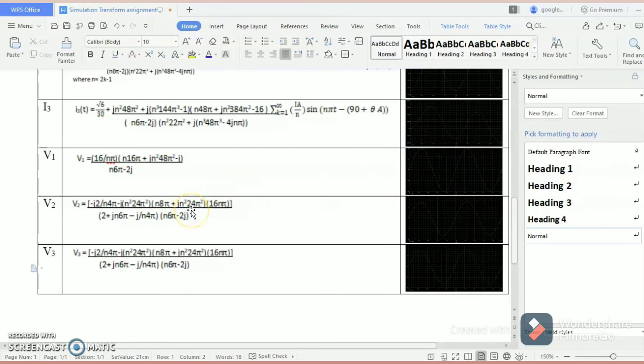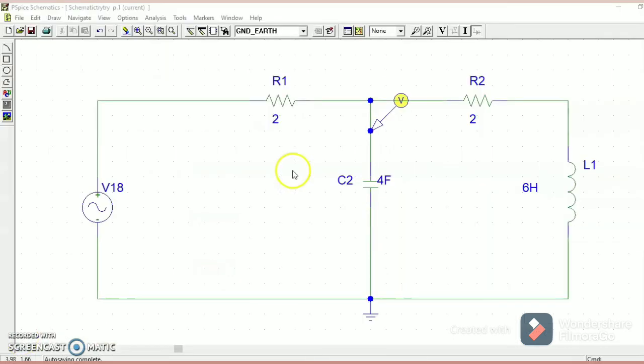For V2, we obtain the manual calculation and the simulation like this. For V3, the manual calculation is like this, and for the simulation part like this. For the voltage graph, it almost gives the same shape of sine graph. That's all for the simulation part.